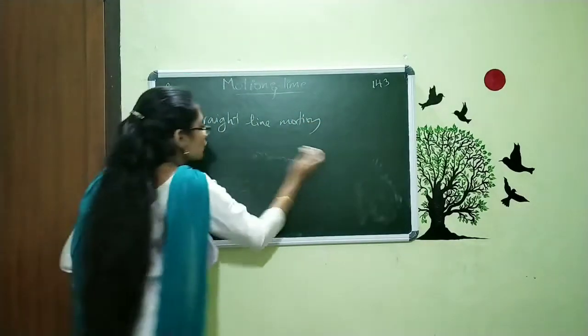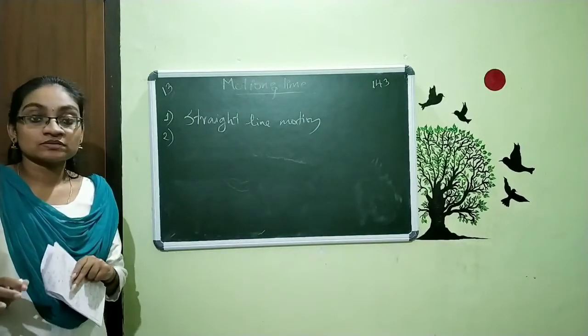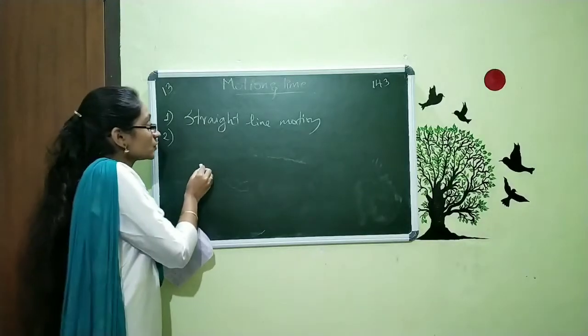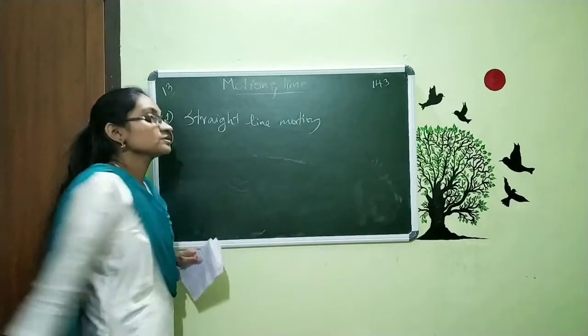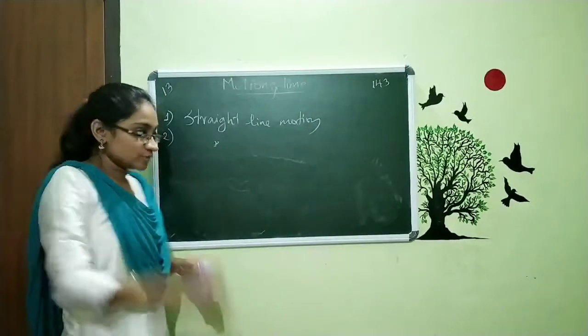In the 2, what is the question? Bullock cart on a straight road. The answer is in the question itself. Bullock cart on the straight road. So what is it? It is the same straight line motion for the 2 also.